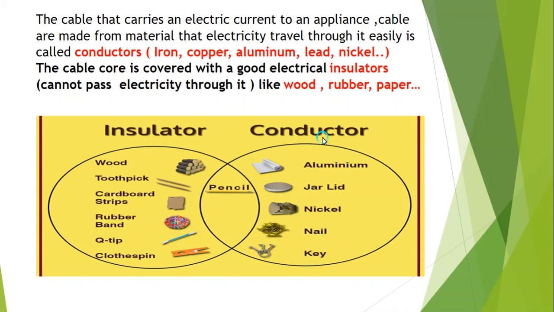And the best conductor that we're using in our life is copper. And copper is so useful in our appliances and our electric circuits. Look here, we have two circles, as we said, the conductor and the insulator. But here we have the pencil. Is the pencil an insulator or a conductor? Can you tell me? Yes, excellent. So the pencil can be both of them, it can be an insulator and it can be a conductor.